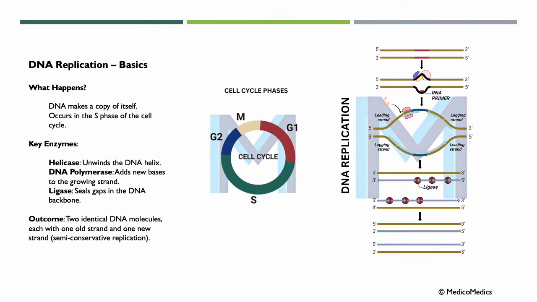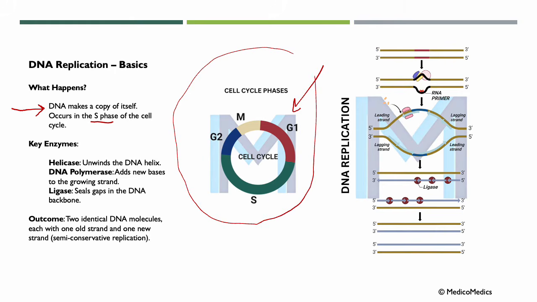Now, DNA replication, basics. So what happens here? Well, DNA makes a copy of itself, and this occurs in the S phase of the cell cycle. And this is an illustration of the cell cycle. And the synthesis phase is illustrated here in green.